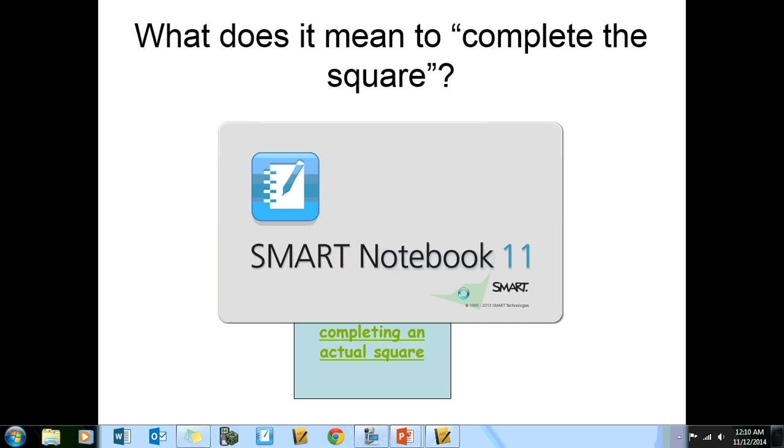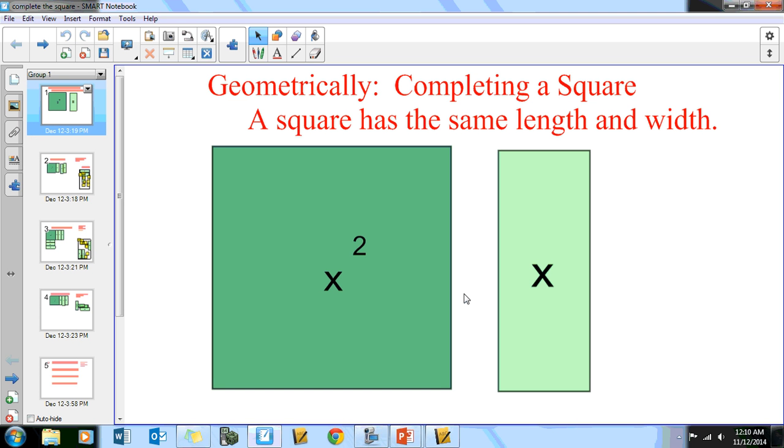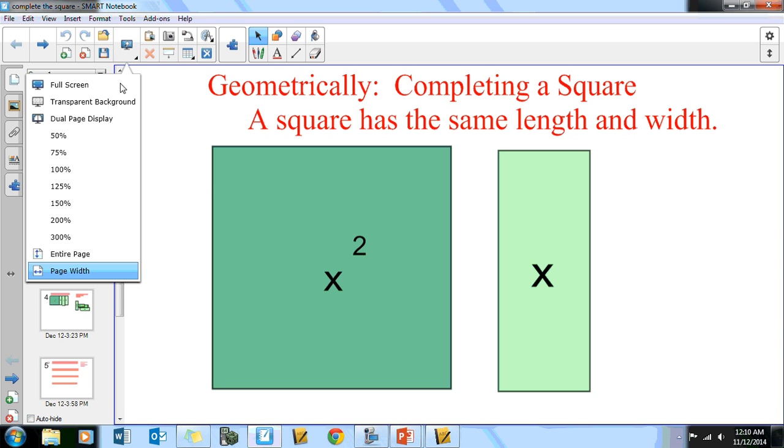This is an awesome visual representation about completing the square. Now, it's geometrical, so we are going to talk about literally completing the square. So what does it mean to be a square? All sides are equal, okay? We don't want to make a rectangle. We want to make a square, okay? Every angle is 90 degrees, all right?